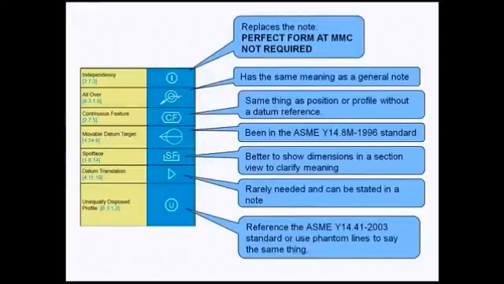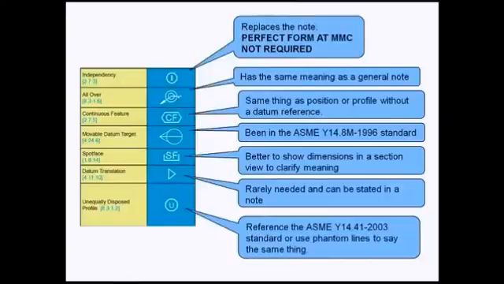Continuous feature is something that we can do using position or profile without a datum reference. We used to do it in the composite callouts, and now it's fine to use position or profile without a datum reference where you have a continuous feature. So we really don't need that symbol. It's just a shorthand. The movable datum target symbol came out in 1996 in the Y14.8 standard. So if you really want to use that and you don't want to do it by note, you can just reference the Y14.8 standard.